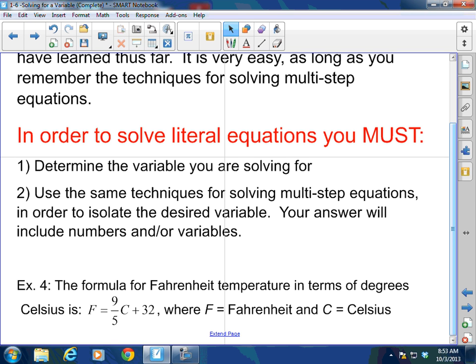Once you've done that, use the same techniques for solving multi-step equations in order to isolate the desired variable. Your answer will include numbers and or variables. You're going to have variables on both sides of the equation. That's what messes people up. Don't be afraid of it. Don't be scared. Just pay attention.